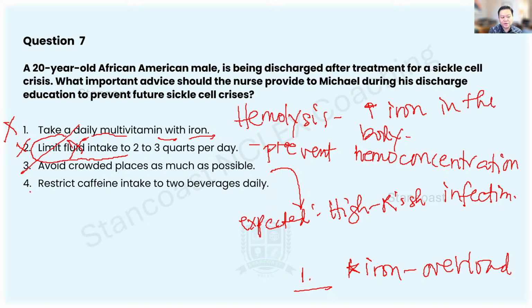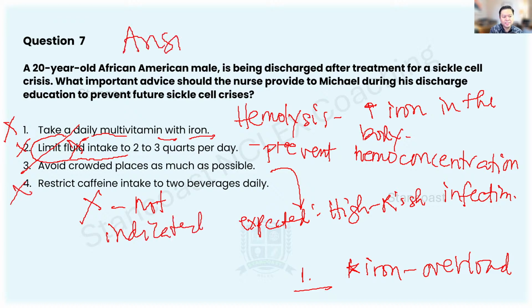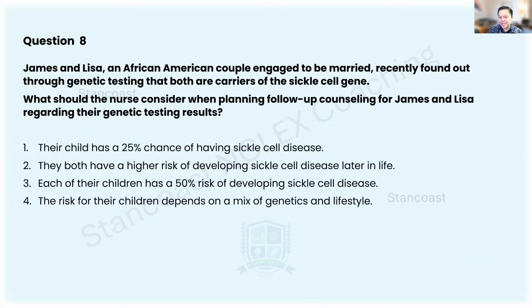What about restrict caffeine intake to 2 beverages per day? There is no such recommendation, not indicated. So this is wrong. Our correct answer here is number 3, infection and flu. All right, very good. I'm seeing all 3s. That's great.